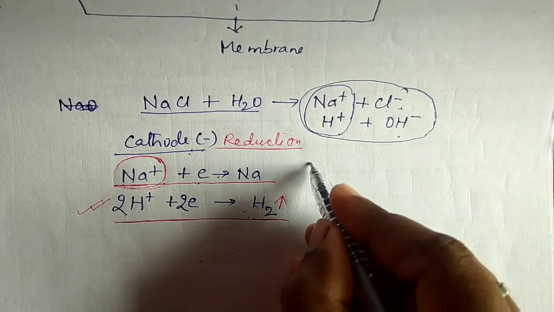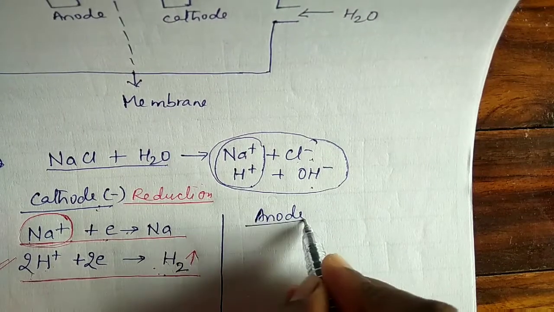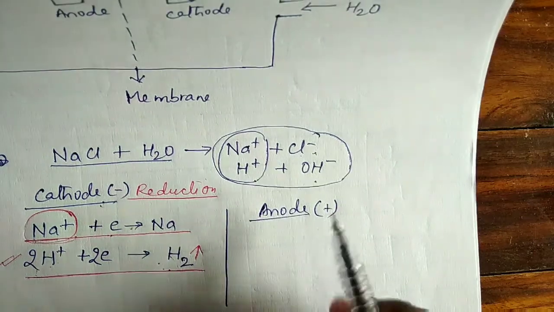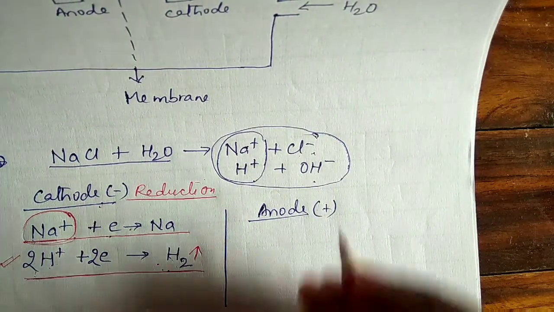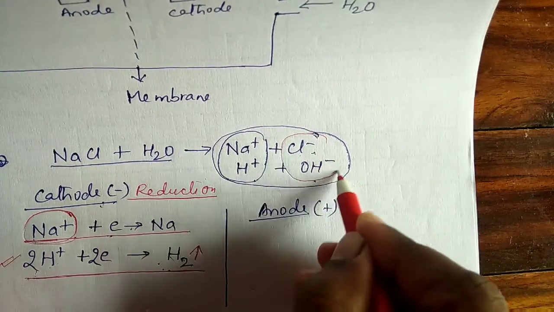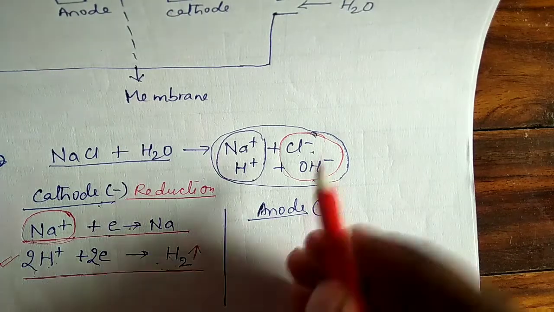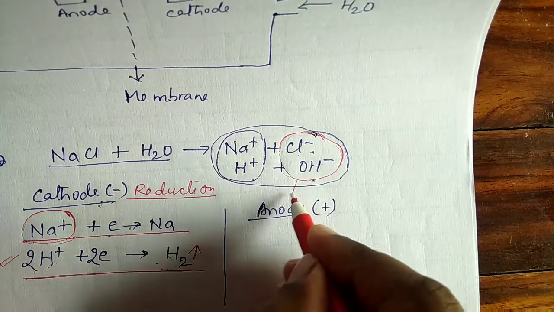Now we will see what happens at anode. We'll see the reaction at anode. You know that anode is the positively charged electrode. So which ions will migrate to anode? These two ions, chloride and hydroxide ion. These negatively charged ions will migrate to anode.